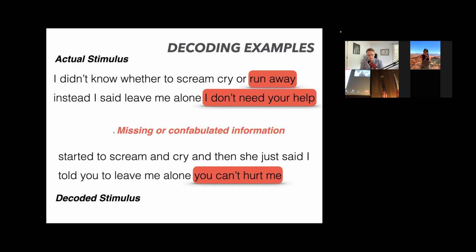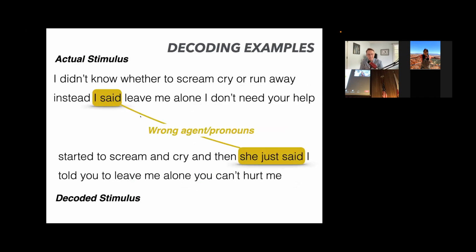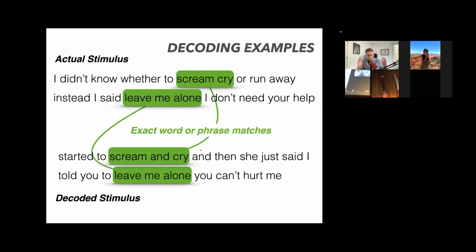Obviously there's some missing information. The run away is just gone here. The "I don't need your help" is not present at all. And the model confabulated something too. The "you can't hurt me" is brand new. That was not actually in the original text. It sometimes gets the agent or the pronouns wrong. Interestingly, one of the things that this model seems to really struggle with is who is doing what. So here, "I said" becomes "she said" or "she just said." You'll see examples of this again. But really, shockingly, it gets the overall gist, and it also gets some exact word and phrase matches. So "scream and cry," "leave me alone." It actually gets some of these things very precisely, which honestly is something that I'm not sure we really expected would happen with fMRI data, that this should work so well.